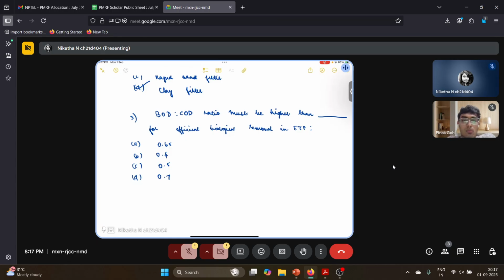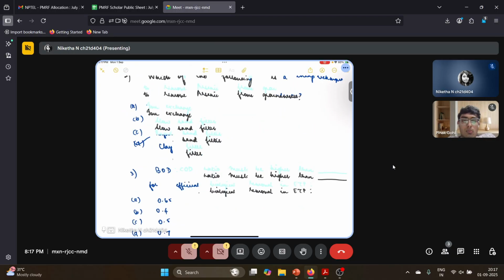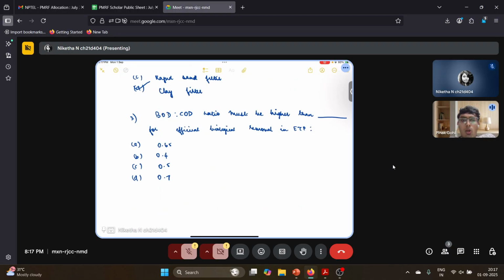So BOD COD ratio must be higher than which of the following numbers? Yeah. So if it goes below 0.5, then we cannot do biological treatment. So it should be at least 0.5.